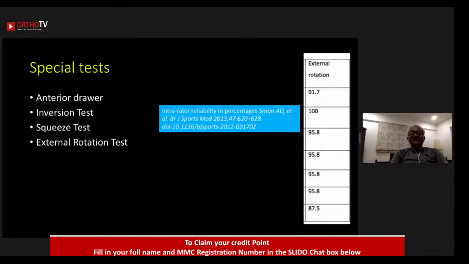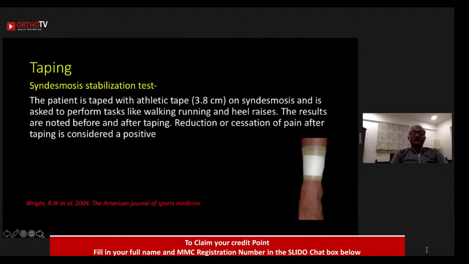Although these are the clinical signs, the inter-rater reliability of these signs is very, very low. As you can see here, it ranges right from 87% to 100%. And that is why none of the clinical tests are by and large supposed to be conclusive in this kind of situation.